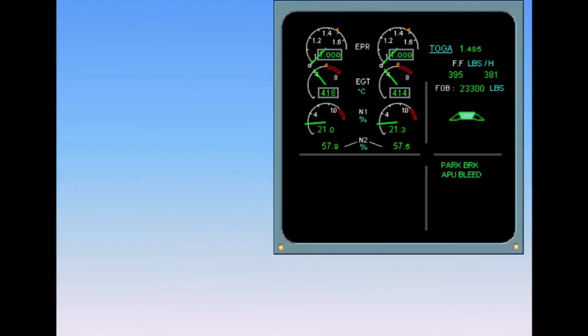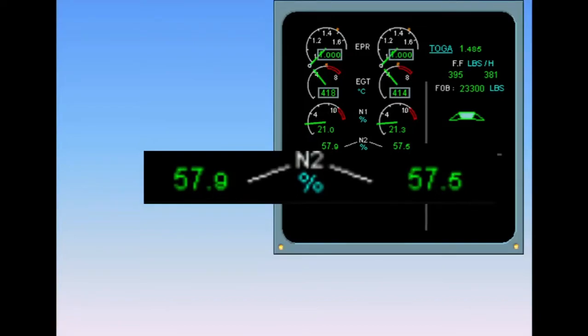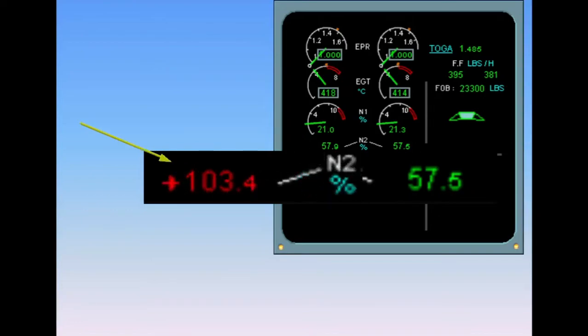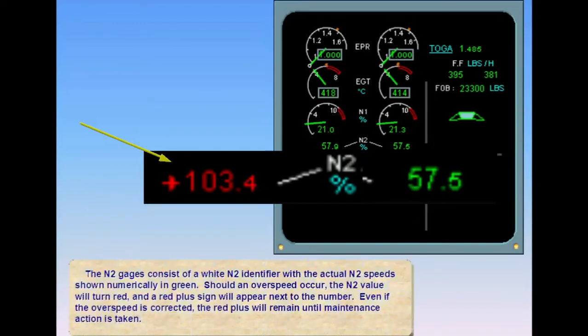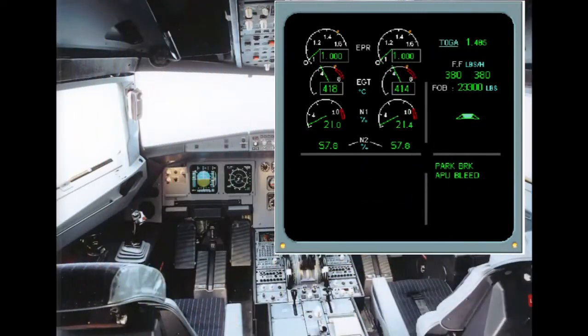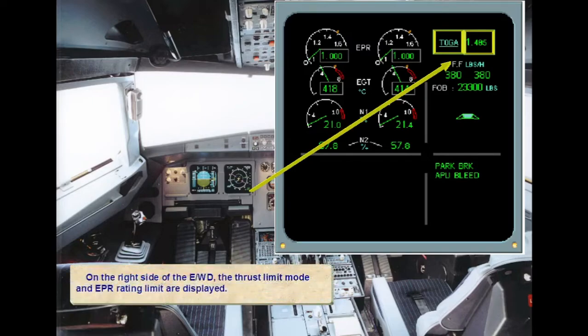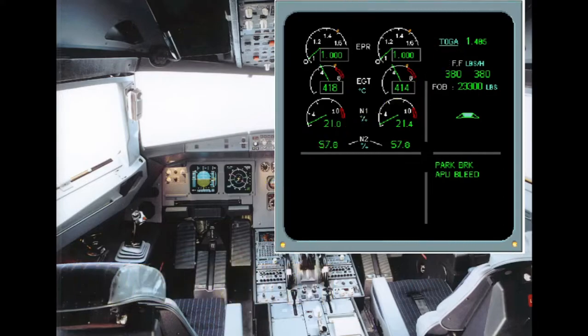The N2 gauges consist of a white N2 identifier with the actual N2 speed shown numerically in green. Should an overspeed occur, the N2 value will turn red, and a red plus sign will appear next to the number. Even if the overspeed is corrected, the red plus sign will remain until maintenance action is taken. On the right side of the engine warning display, the thrust limit mode and EPR rating limit are displayed. Also, the fuel flow for each engine is displayed.